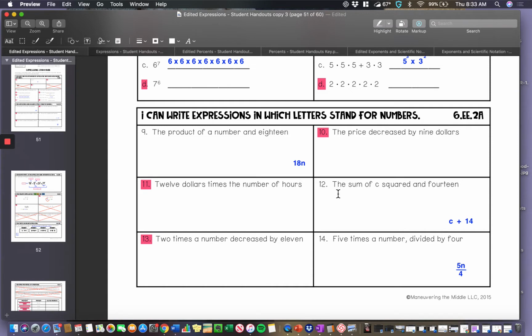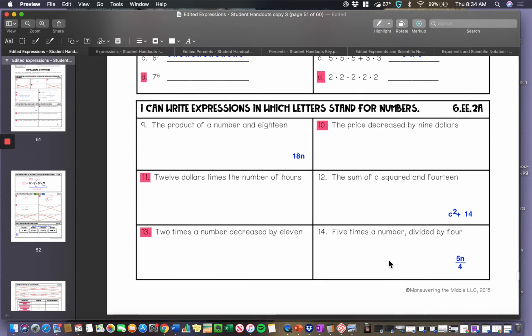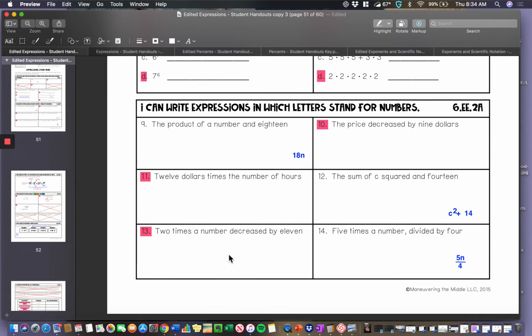Or, for example, in number 12, you have the sum of c squared and 14. So, you have c squared plus 14. For number 14, it says 5 times a number divided by 4. So we have 5 times a number divided by 4. And you guys will be doing 10, 11, and 13.